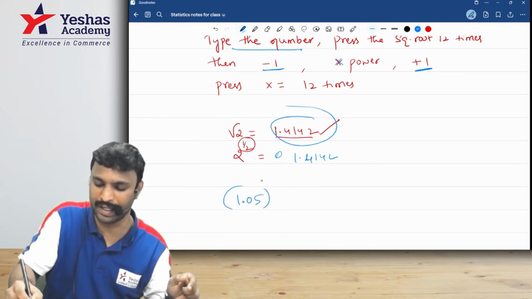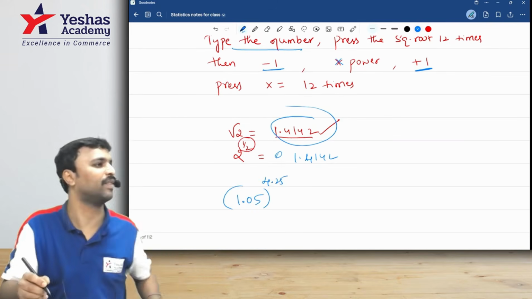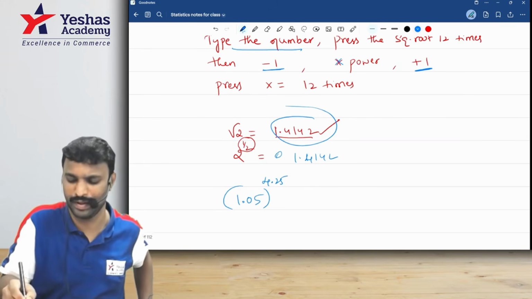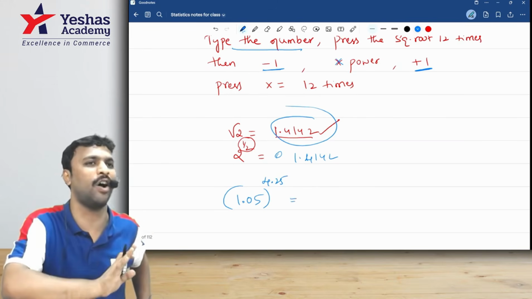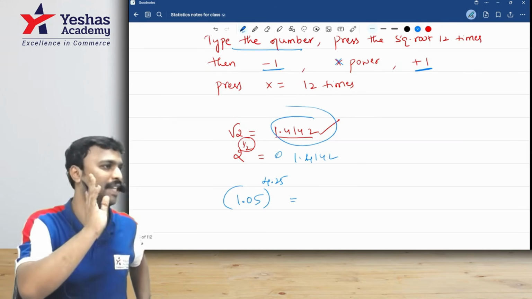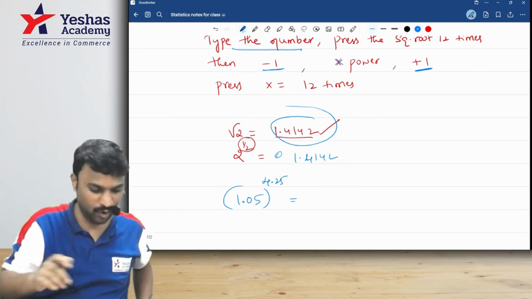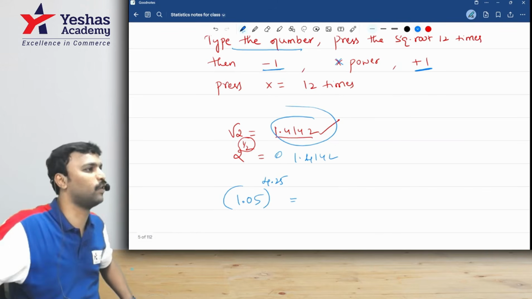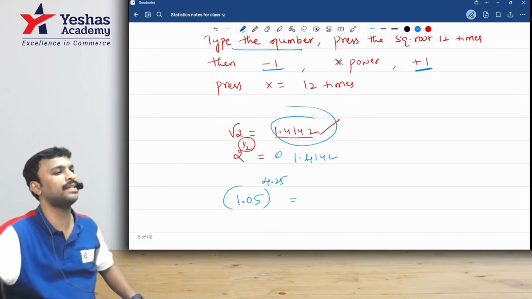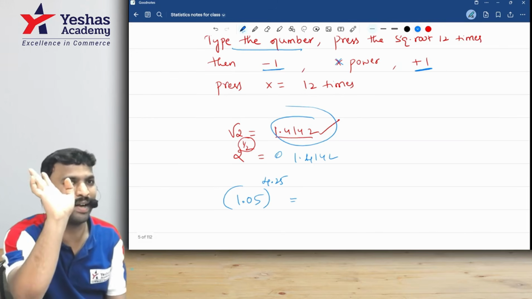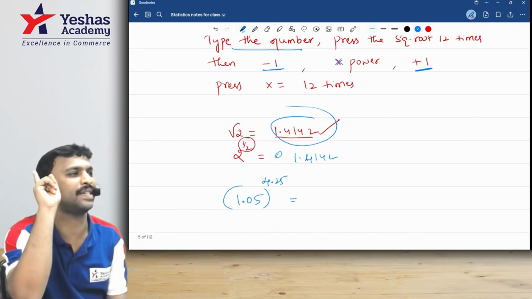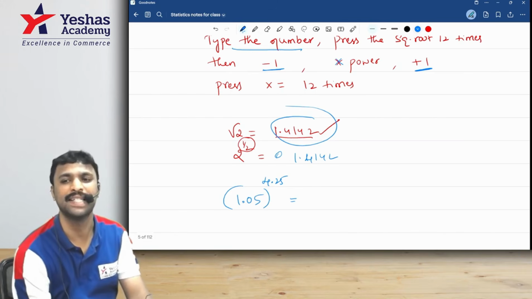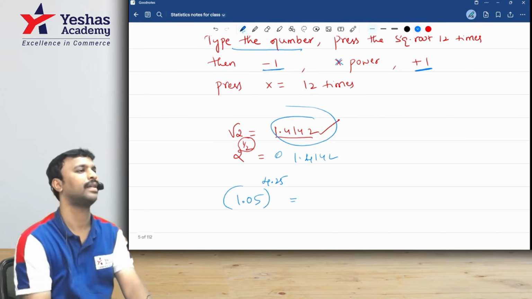1.05 whole power 4.25. Is it a decimal power or not? When you come across a decimal power, you have to do this. Type 1.05. Press square root how many times? Slowly, easily. You have to press square root 12 times.